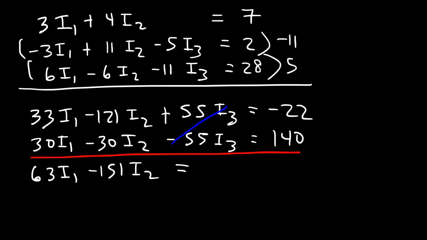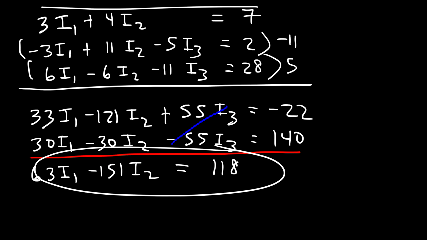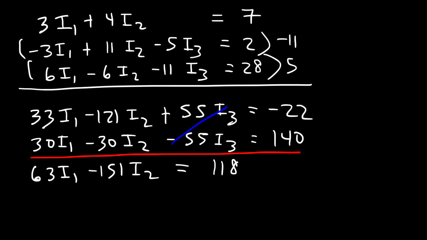And 140 minus 22. 140 minus 20 is 120, and then 120 minus 2, that's 118. So now we need to combine this equation with this one. And so let's focus on canceling I1. So I'm going to multiply the first equation by negative 21, because 3I1 times negative 21 is negative 63 I1.